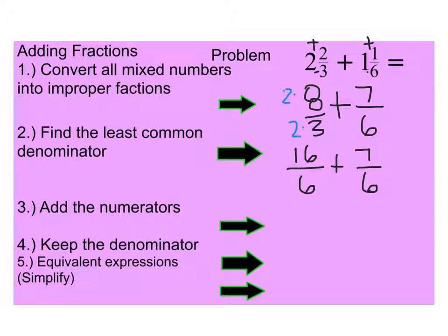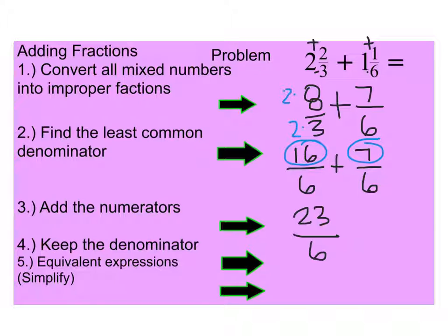So we're going to add the top numbers straight across. So 16 plus 7, and that's going to give us 23. Then we're going to keep our denominator. We worked so hard to get it, so we want to make sure we keep it. So we have 23/6. Our final step is to find an equivalent fraction or simplify our fraction so that it is in simplest form, so that it's reduced.